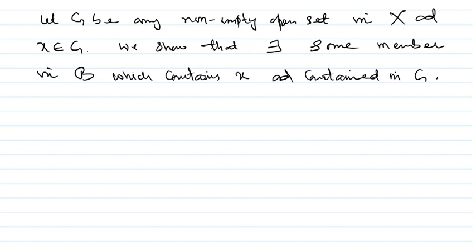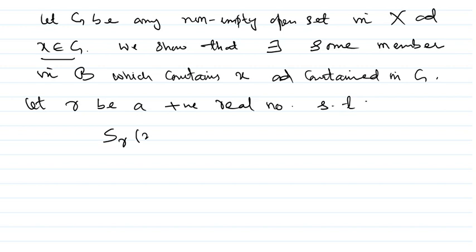Okay, so G is an open set and x is in G, so x is an interior point. Now let's take a real number. Let r be a positive real number such that S r of x is contained in G.